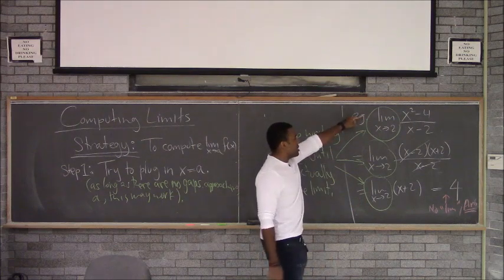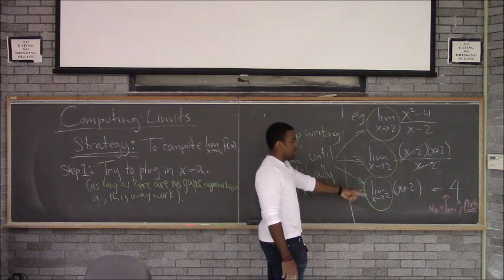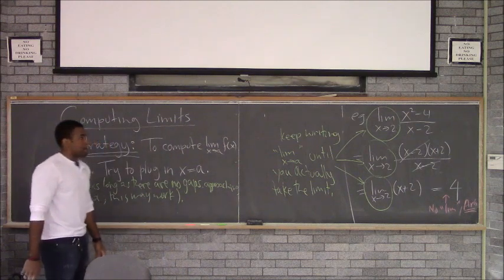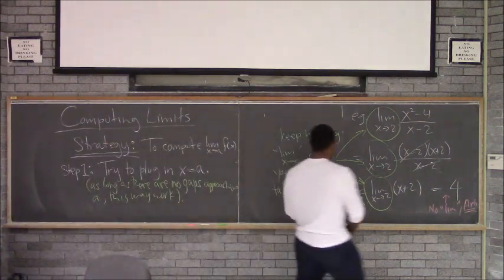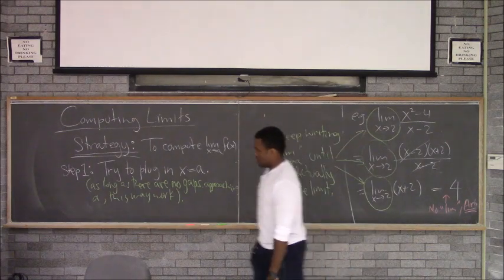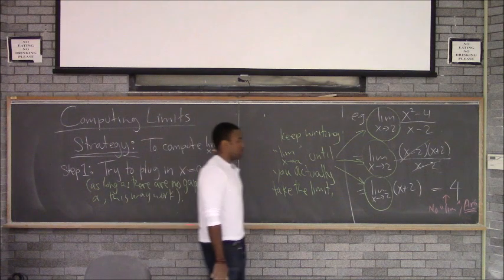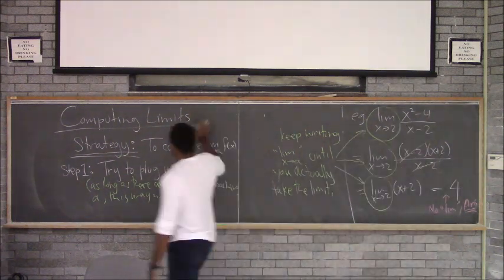So we couldn't take the limit immediately because plugging in is what I would try, but we can simplify. While we're simplifying, keep writing the limit over and over until you can actually plug in the number. So that would be the second thing you would try. Now here's the third thing.